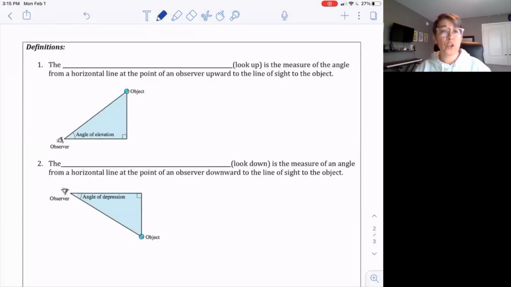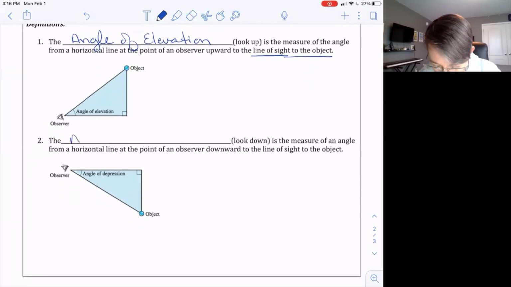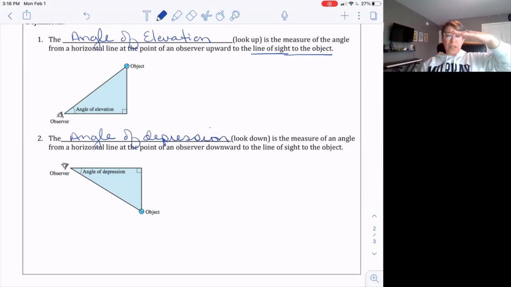Now, there are a couple of terms that are used occasionally when we're dealing with trigonometric word problems. The first one is angle of elevation. And this is if somebody is looking up. We measure the angle from the horizontal line up to where the observer is watching. It's always in reference to the line of sight to the object. We also have an angle of depression. And this is if somebody is looking down towards an object. It's the measure of that angle from the horizontal line down to what the observer is looking at. Again, it's the line of sight to the object. So it's always from the horizontal line up or horizontal line down.